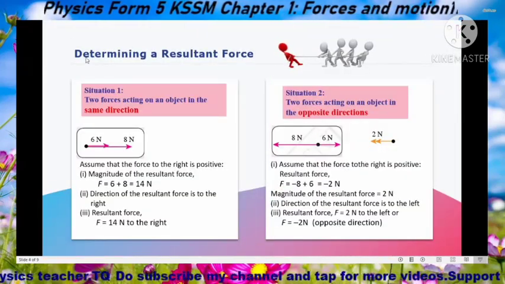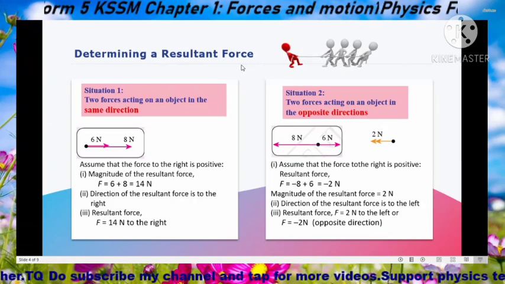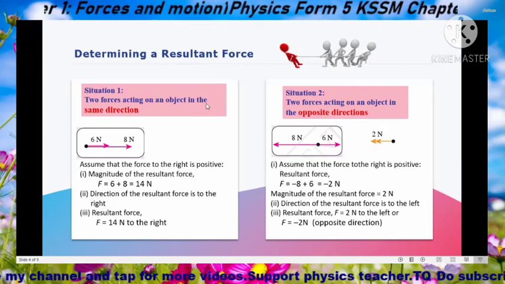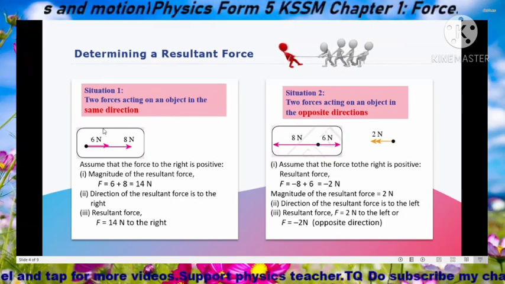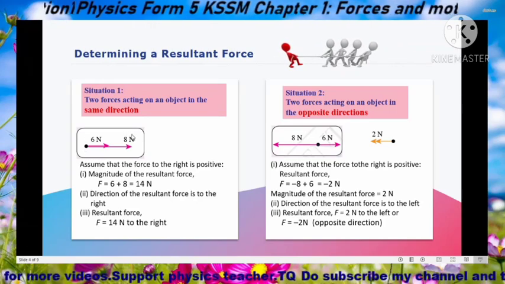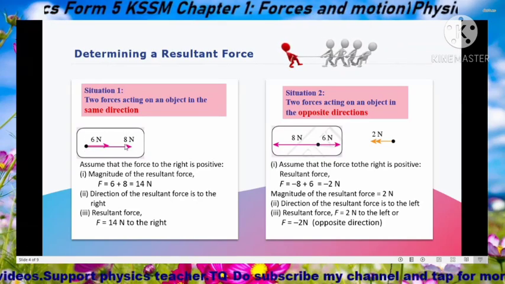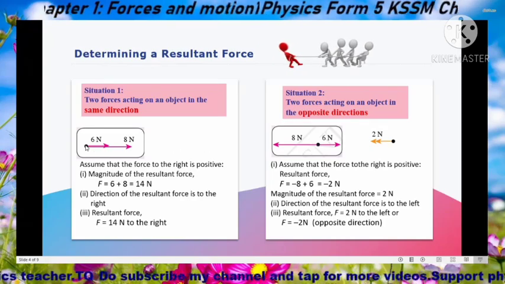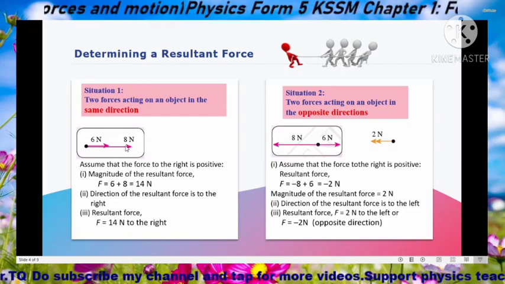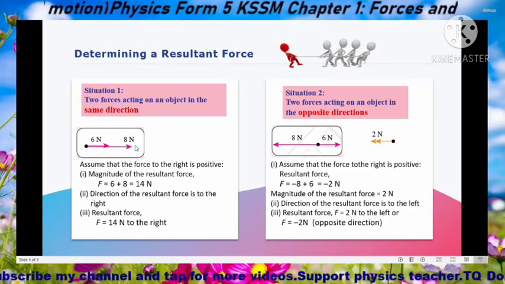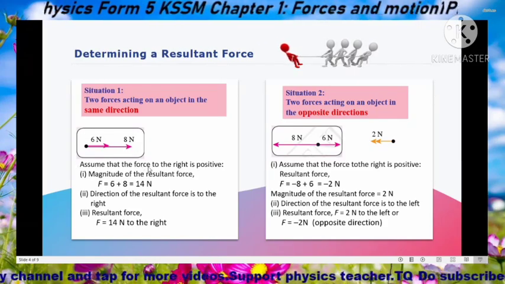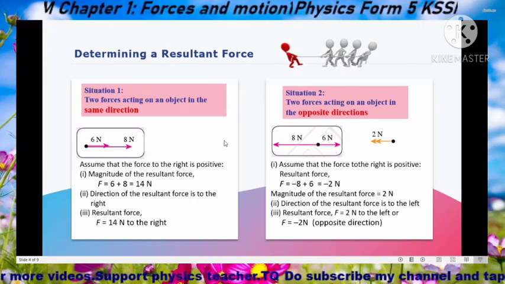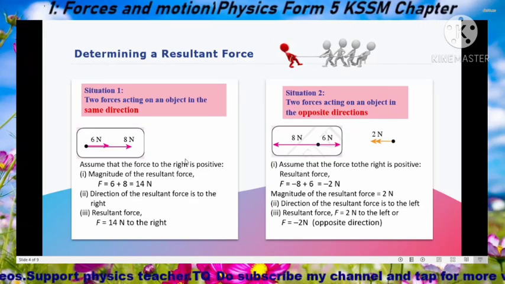Okay, let's say we want to determine a resultant force. Situation 1, two forces acting on the object in the same direction. Parallel, in the same direction. Direction dia sama, so kedua-duanya ke sebelah kanan. Okay, so you have two forces, 6 Newton and 8 Newton. Assume that force to the right is positive. Kita anggapkan yang sebelah kanan sebagai positif.